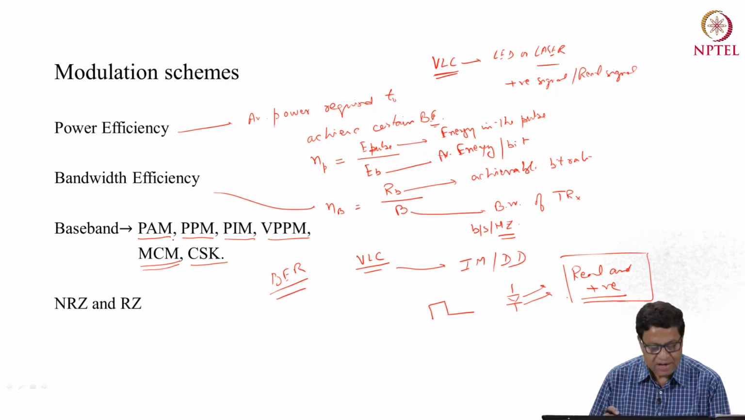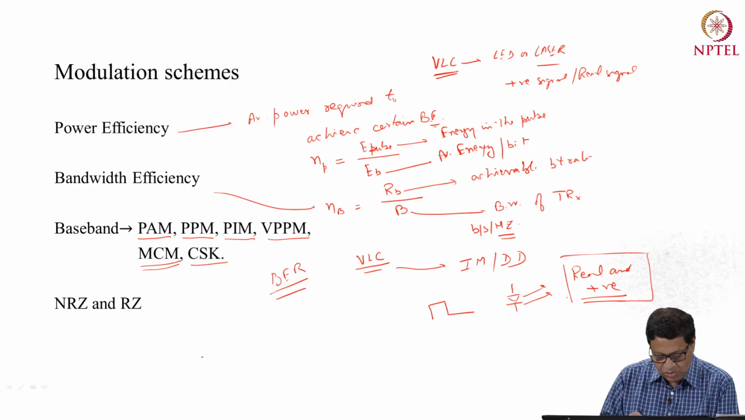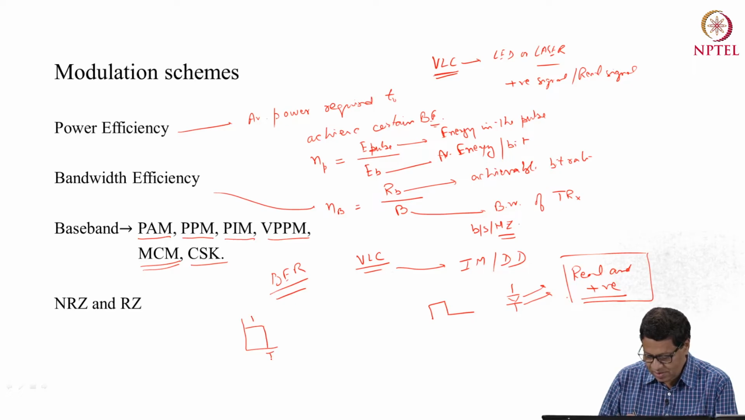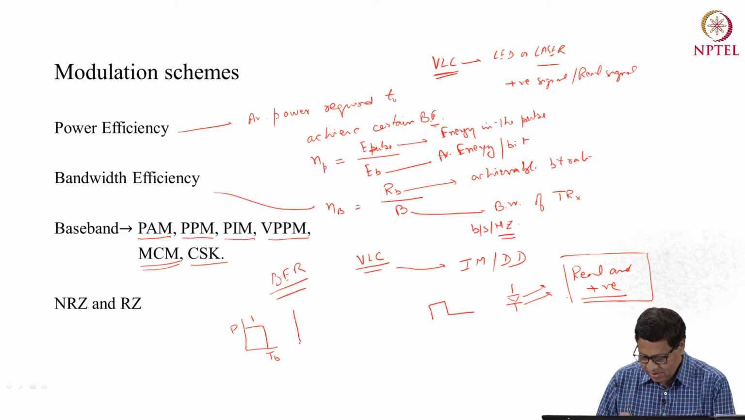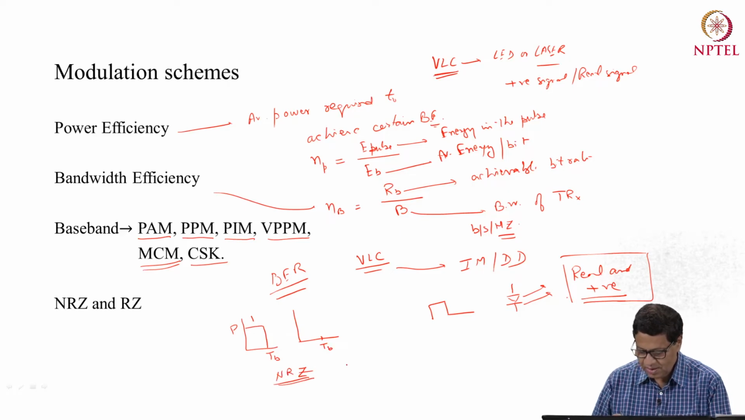Before going into the modulation, let us try to understand two types of signaling, NRZ signaling and RZ signaling. In NRZ signaling, you have a 1, and this is the duration of the bit, T_B, with some power P. And for a 0, over the duration T_B, there is no power. So this is NRZ signaling. And for RZ, for a 1, the pulse is high for half of the bit duration, and then returns to 0.